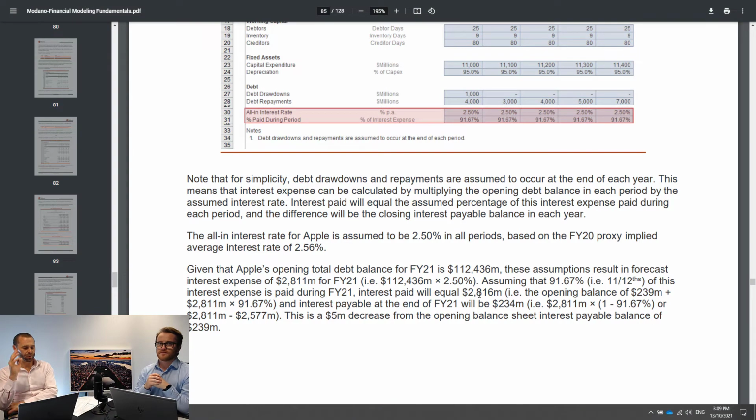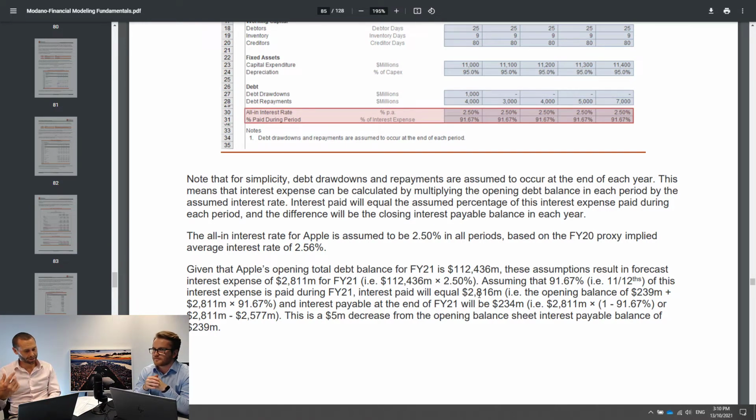The all-in interest rate for Apple is assumed to be 2.5% in all periods, based on the FY20 proxy implied average interest rate of 2.56%. Given that Apple's opening debt balance is 112,436, these assumptions will result in interest expense of 2,811 for FY21, which is 112,436 times 2.5%.